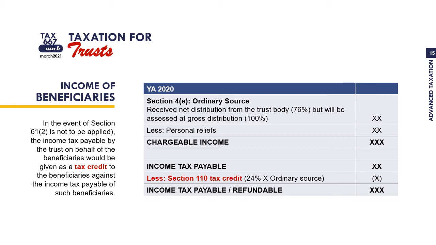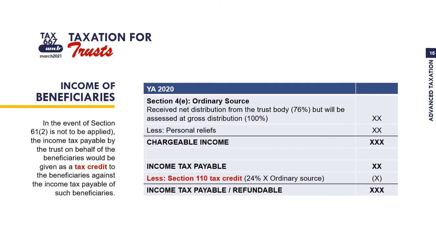Here I show you the computation format for a beneficiary when the question asks you to compute income tax for a beneficiary and that beneficiary receives an income from a trust body. So we're going to put that income under section 4E, ordinary source.